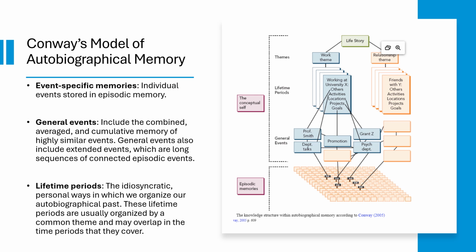So as shown in the figure there, lifetime periods, general events, and event-specific knowledge form a hierarchy within the autobiographical knowledge base. Knowledge stored in lifetime periods contains cues for general events, and general events contain cues for event-specific knowledge. So according to the model, when a cue activates material in the autobiographical knowledge base that is linked to a lifetime period, a general event, or event-specific knowledge, an autobiographical memory is retrieved.